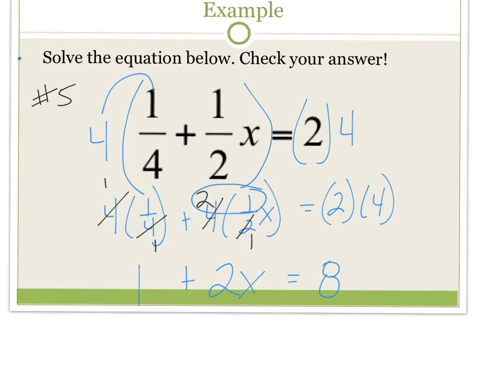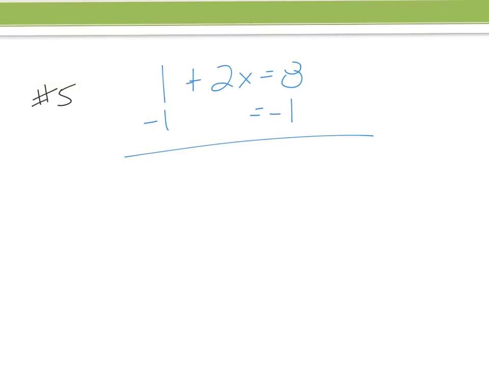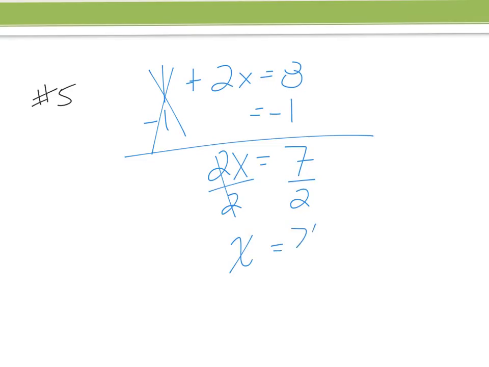Finding my x, my variable, is a multiplication and then an addition. So I'm going to take care of the addition first. So I'm going to subtract 1 from both sides. The 1 minus 1 cancels out, leaving me 2x on the left, and the right-hand side equals 7, 8 minus 1. We divide by 2 to isolate the x, so x equals 7 halves, which also equals 3 1/2.